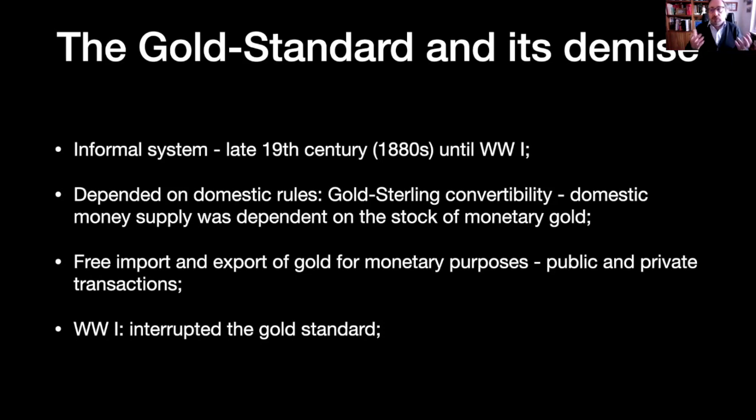Plus, because there was a war going on, it was not safe to move gold around in international trade. There was the German blockade with the U-boats, and war in continental Europe and other parts of the world. So it was not viable to export and import gold. So the system just broke down.